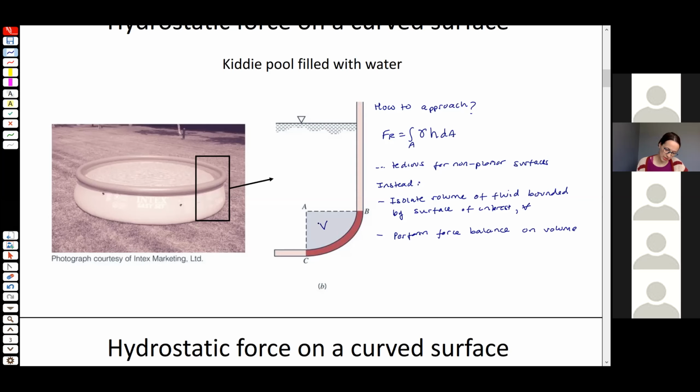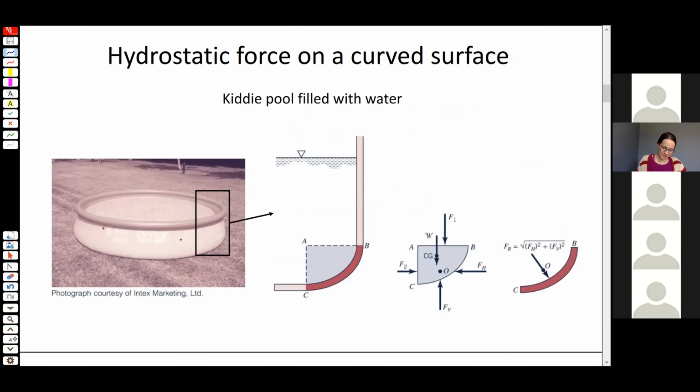For example, in this kiddie pool example, if we're interested in the force on this curved segment B to C, then we would take this quarter circular volume of water that's bounded by the surface B to C. So we take that volume of water, we isolate it, and we draw a free body diagram. We draw all the forces that are acting on this volume. So on this slide, let's just write down what these different forces are.